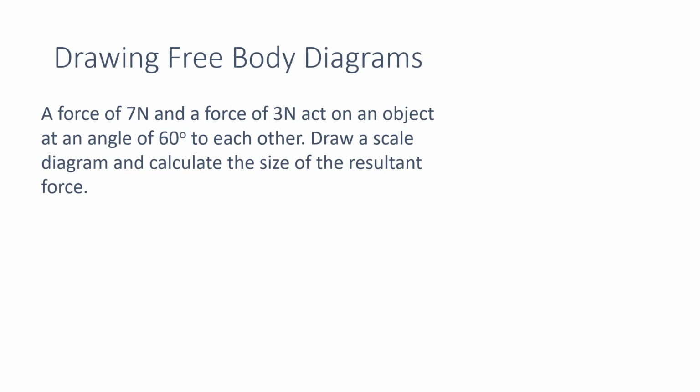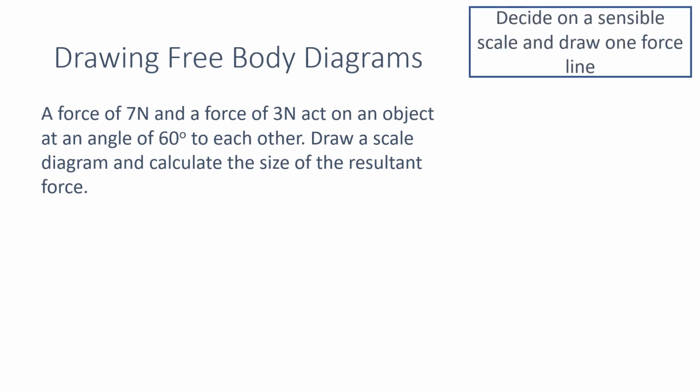So firstly, when drawing a scale diagram, you need to decide on a sensible scale and draw one of the force lines. For this scale, I'm going to use 1 centimetre equaling 1 newton. So therefore I'm going to draw my first line. To represent a force of 7 newtons, I draw the line 7 centimetres long.